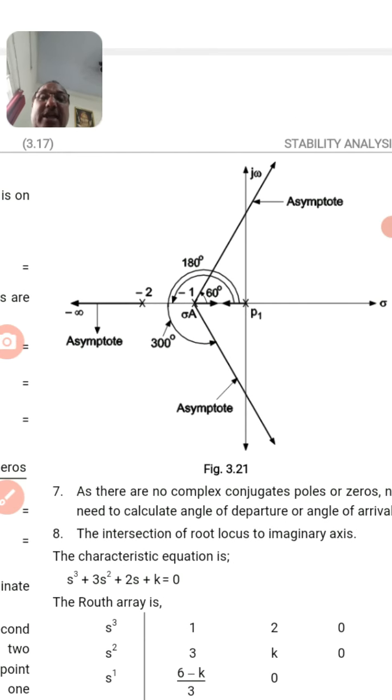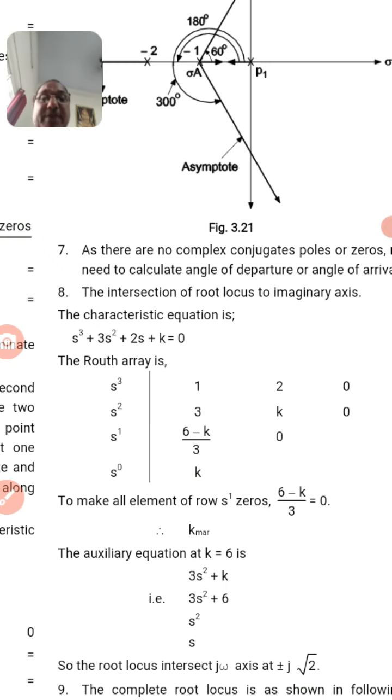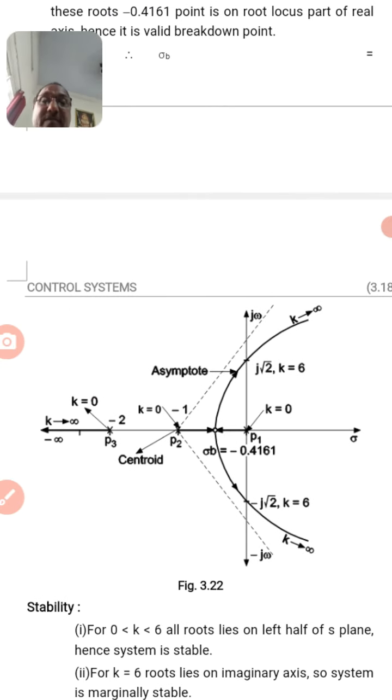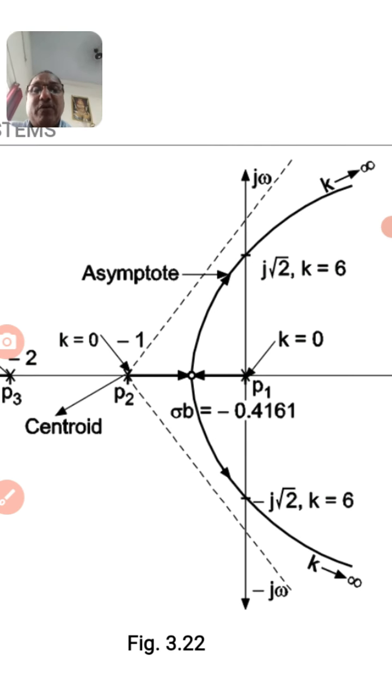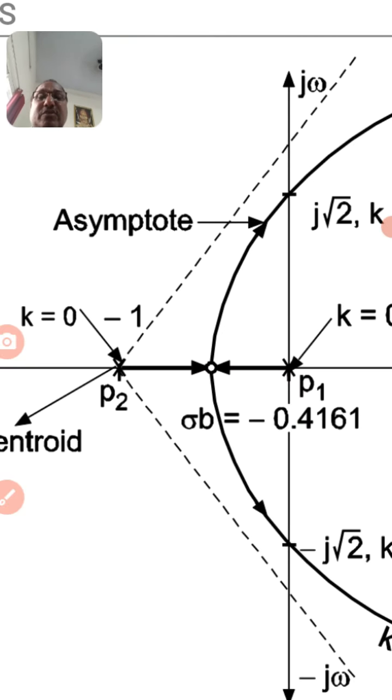Okay, now we have found the breakaway point from which the asymptote will start. The breakaway point is minus 0.41. Okay, I found the centroid. The centroid is at minus 1. I found the breakaway point, that is minus 0.41, between poles P1 and P2.